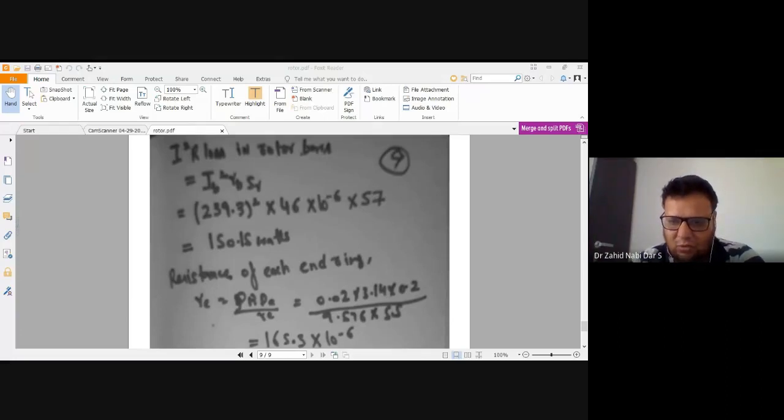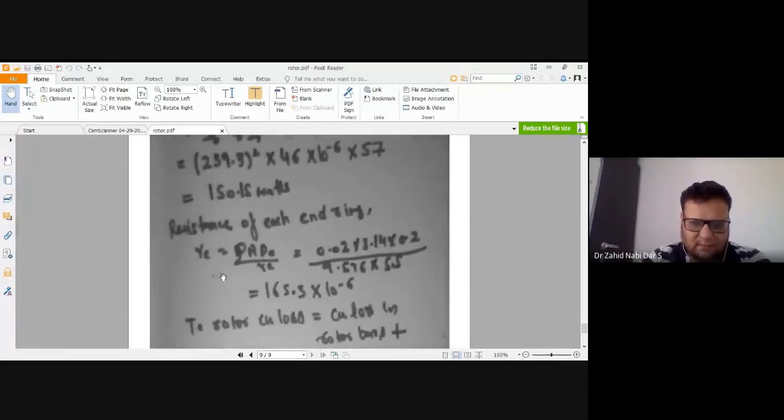But I want to know if you are having any doubt, if you're understanding it. There has to be a paradigm shift in your learning style. The type of learning you are following is not going to work. In design there can be so many options. You can come up with many options, and more or less you will have similar answers, but your approach is important. So the resistance of each end ring, again you are calculating, Re is equal to rho pi De by Ae.